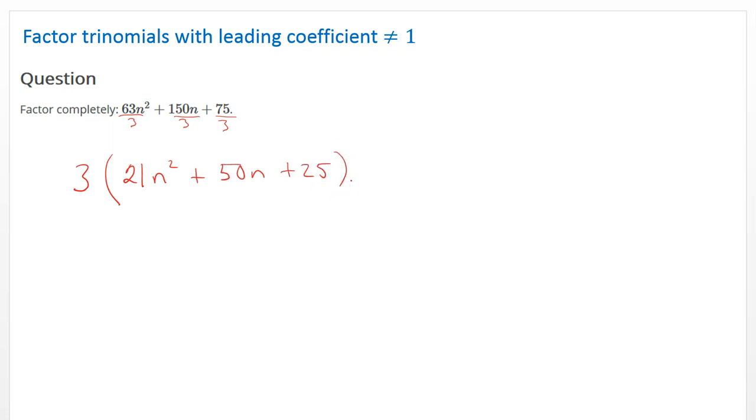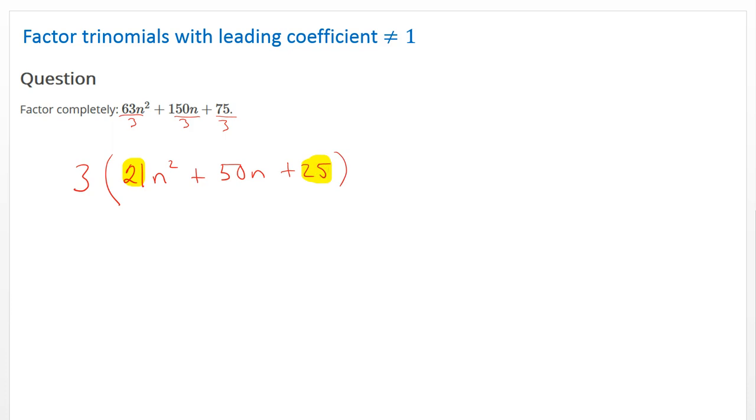Now, this problem differs from the last problem in that we don't now have a trinomial with a leading coefficient of 1. It's 21 now. So the method we used earlier, what multiplies to be 25 and adds to be 50, will not work for this problem because there's still a leading coefficient that's not 1. And so you'll see something called the AC method, and what that means to do is you multiply A, which is 21, times C, which is 25. So that's the first step.